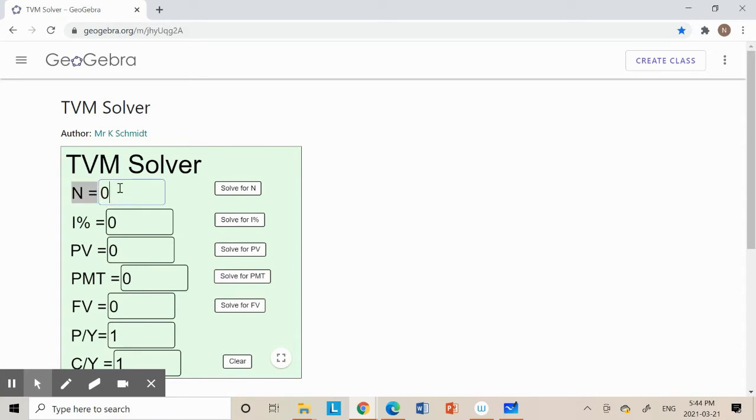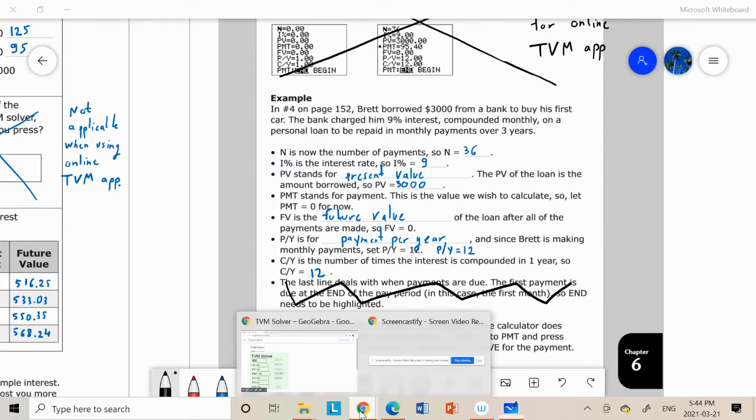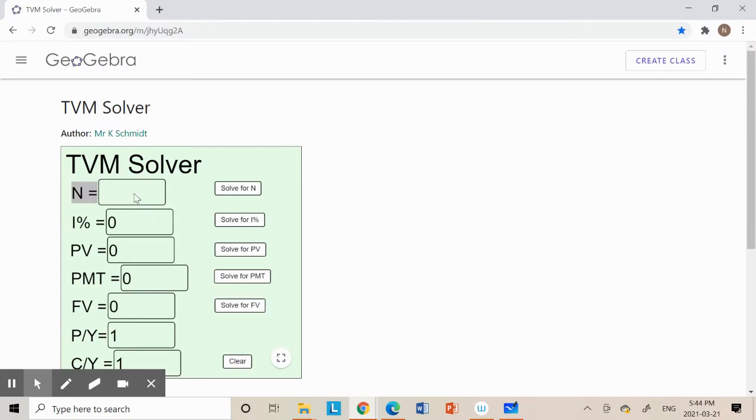And with regards to our question, we know that N is 3 years times 12. It calculated for you, or you can just plug in 36. Interest rate, you do not have to put it in decimal form here. You show it in percent, so 9. Present value, we know that Brett borrowed $3,000, right?